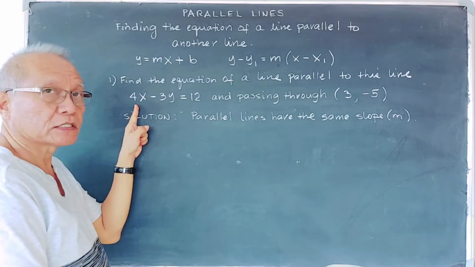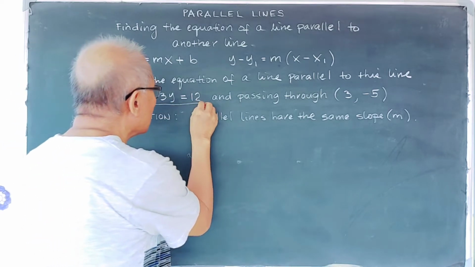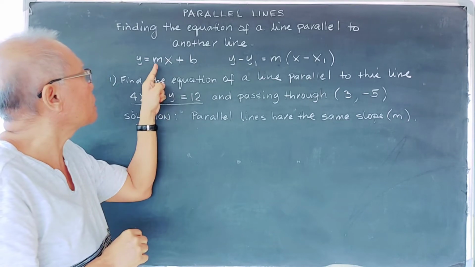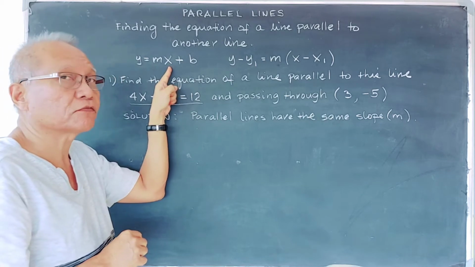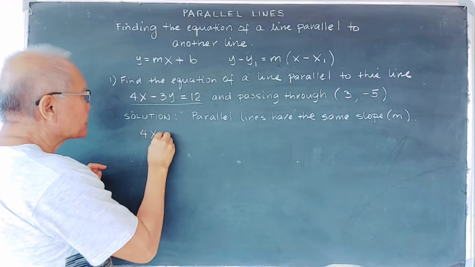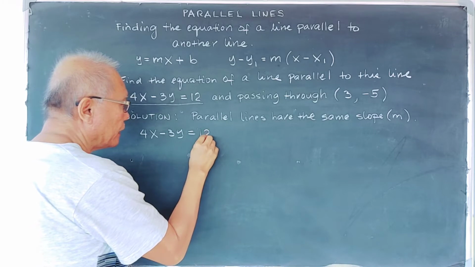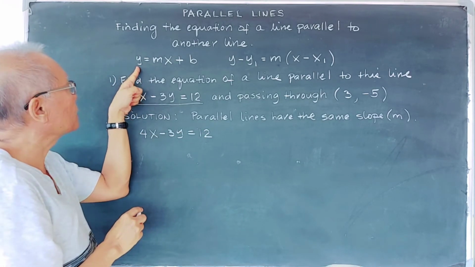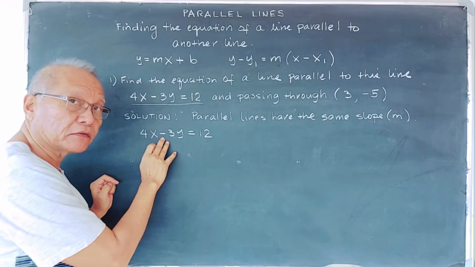So here, class, the first line equation is 4x minus 3y equals 12. But in this form, it is not in slope-intercept form, so we need to write it in that form. Let us write it again: 4x minus 3y is equal to 12. Our y must be positive and it must be 1y. Here, our y is negative.